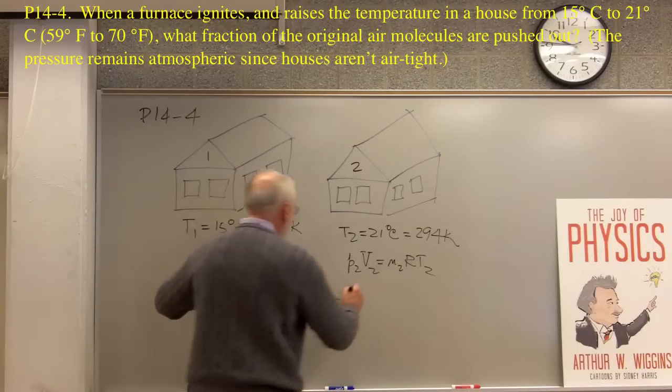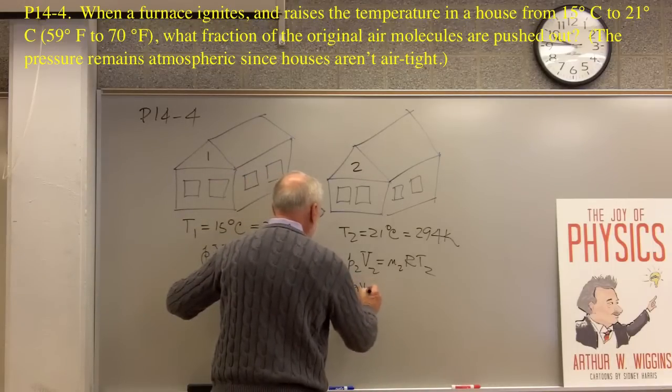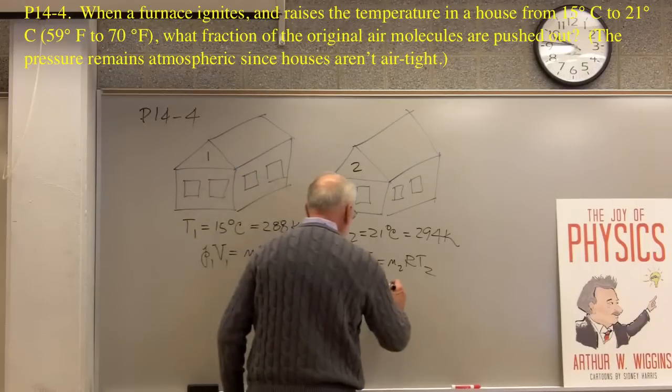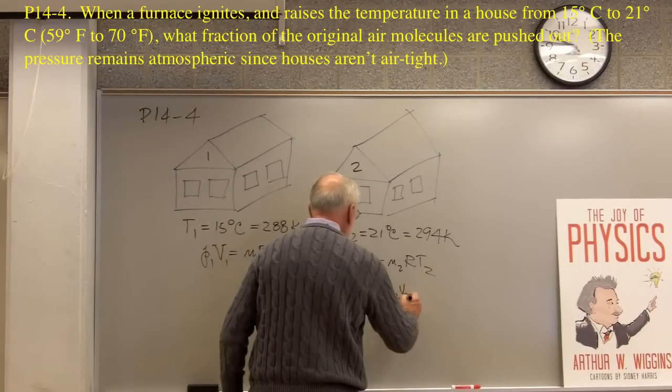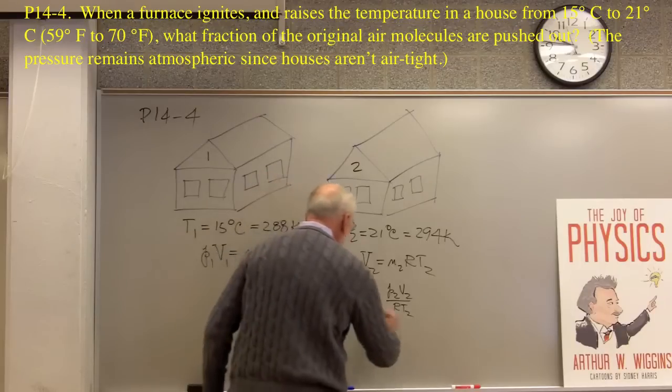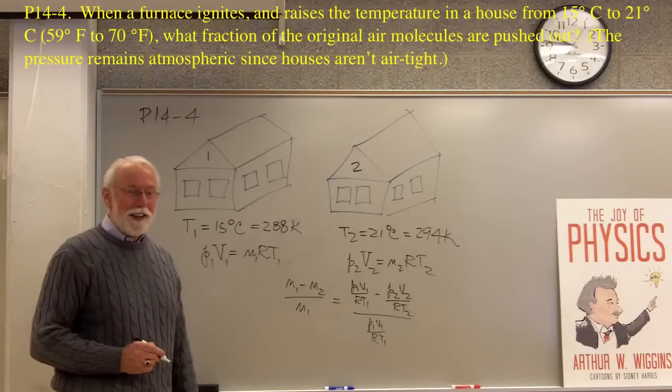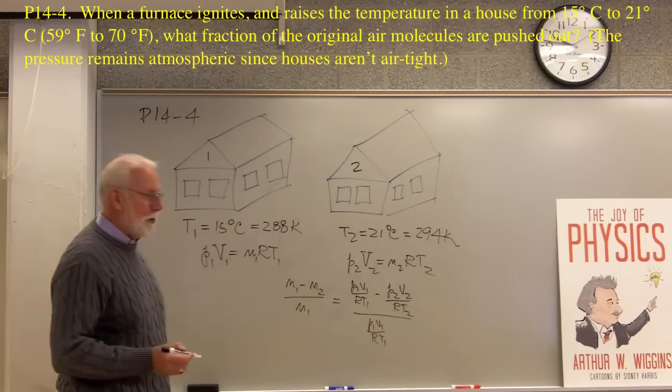And N1 is P1V1 over RT1. And so that's good, that's N1. N2 is P2V2 over RT2. N1, P1V1 over RT1. Does that look like kind of a mess? Yeah, it looks kind of messy. But there are some simplifications. So what are the simplifications?